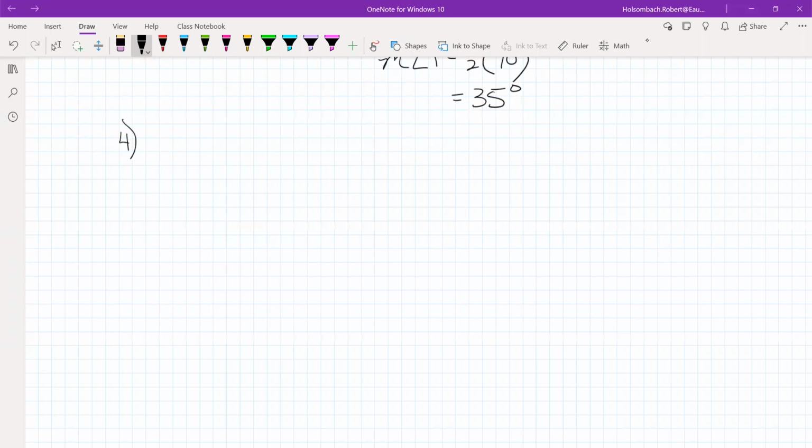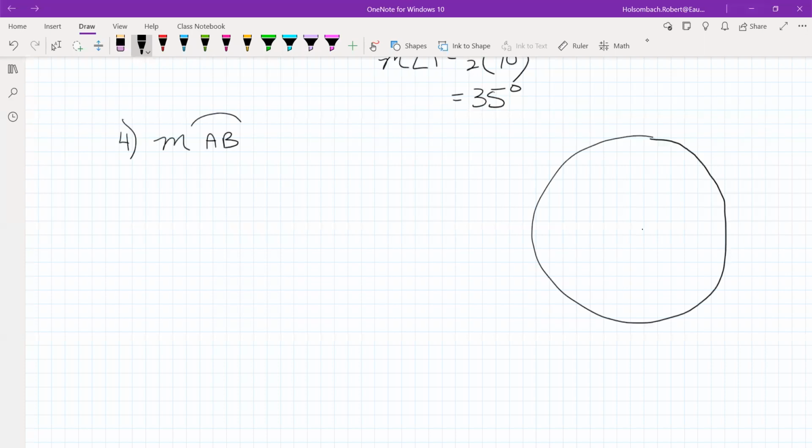Problem number four, we need the measure of arc AB. All right, we've got chord BC that goes through the center. We've got chord BA, and we've got angle B here that is 40 degrees. So angle B is the inscribed angle for arc AC.